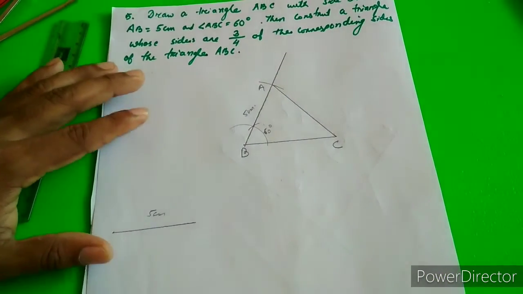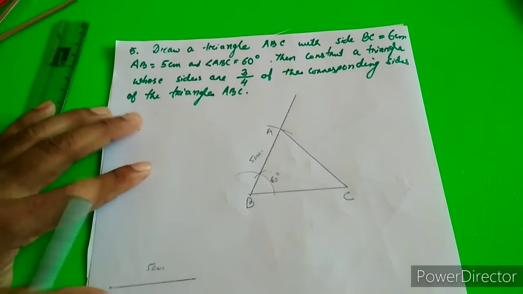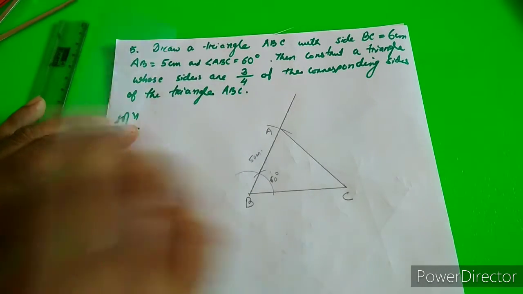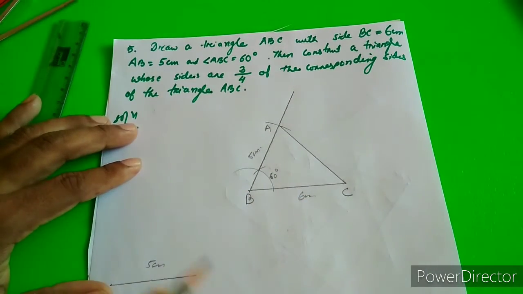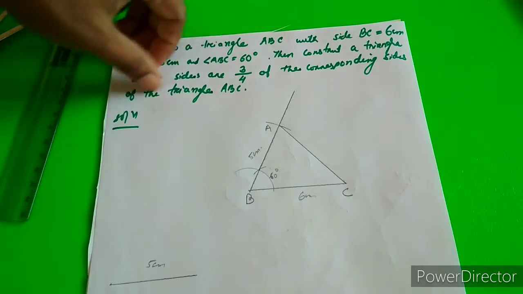Next, they were asking us to draw a similar triangle. The top part is over. 60 degrees done, 5 cm, 6 cm is done. This is 6 cm. Now, 3 by 4 of the corresponding sides of the triangle.